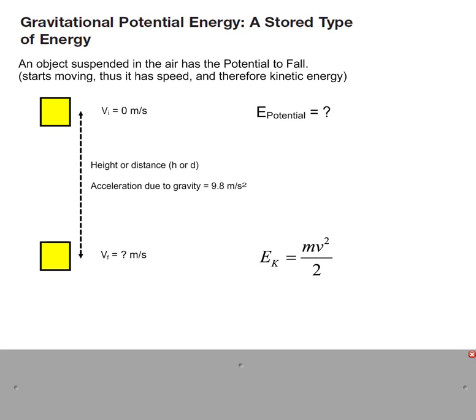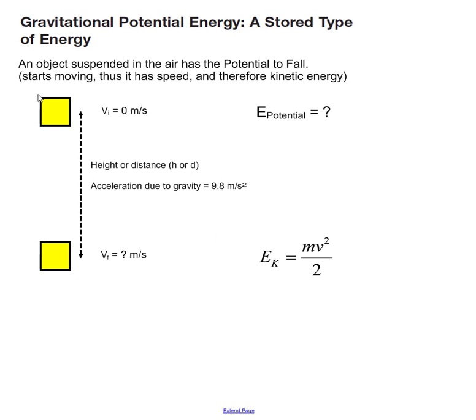Okay, so first of all, let's have a further look at what we're talking about here. An object suspended in the air has the potential to fall. Of course, that means it can start moving and will have speed and therefore kinetic energy. So here's the kind of situation we're talking about. At the very top of our journey, that object is going to have an initial velocity of 0 meters per second, just as we drop it, it's not moving. So it has an initial velocity of 0, and that means its kinetic energy up here is also 0. Gravitational potential energy, what is it up here? Well, we're not sure, but we're going to talk through that.